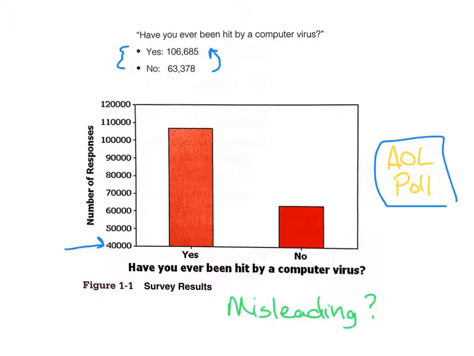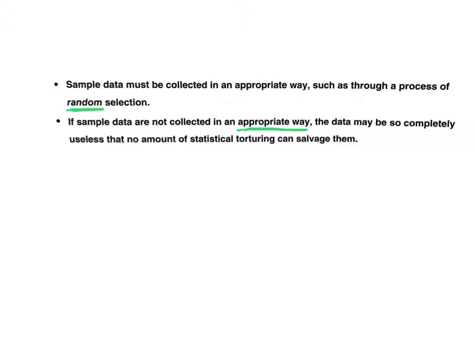Plus, it doesn't really truly reflect what the numbers say, but AOL is definitely using it to prove a point. They're probably trying to sell some sort of virus protection software or something like that. So they're really trying to make it look good. And again, they took the poll on a voluntary basis.